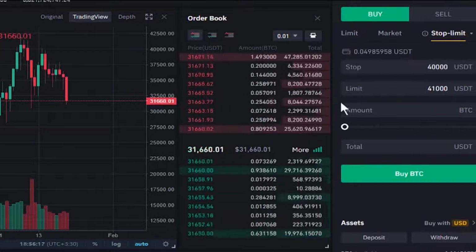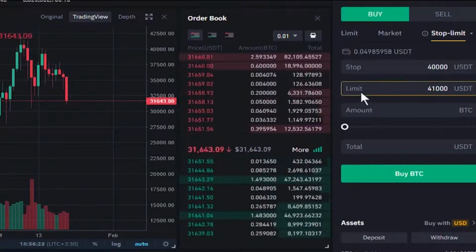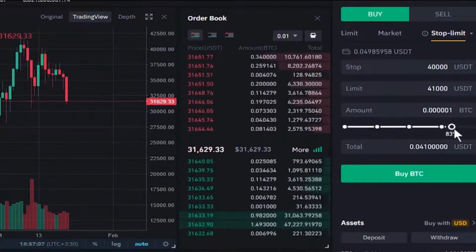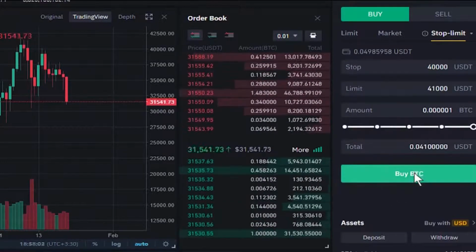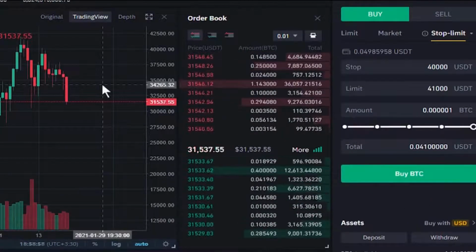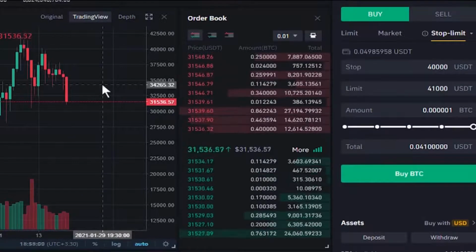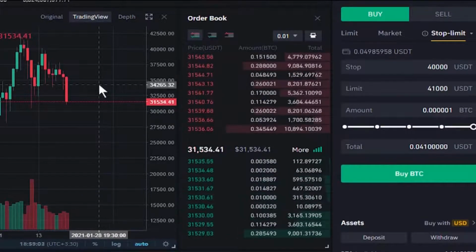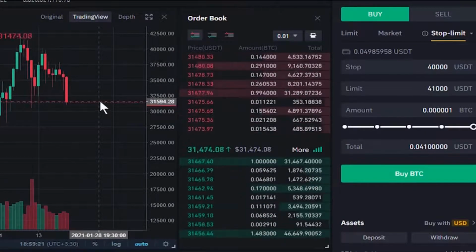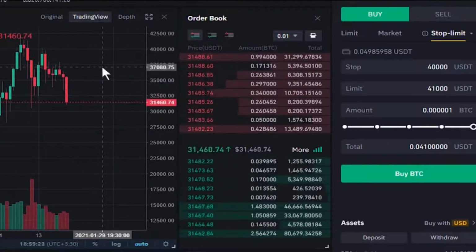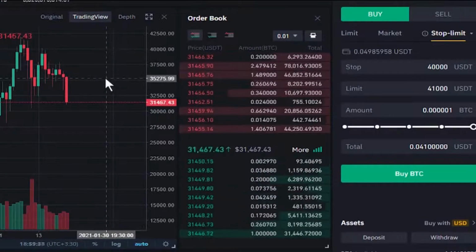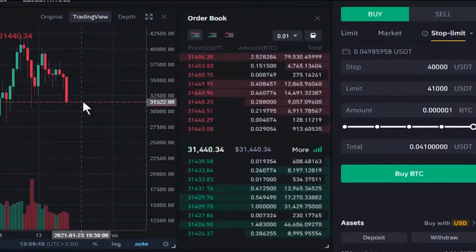Pay attention that in stop limit buy order, we set the limit price a little higher than the stop price. And we set the amount, for example, 100% of our available Tether, and we click on buy BTC, and the order will be placed on the order book. Pay attention that in this situation, you cannot place simply a limit buy order, because if you place a limit buy order at 40,000, for example, it will be executed instantly at the current price of the market, because it would be a better price than 40,000, right? The limit order will be executed at 40,000 or a better price. So it will be executed at the current price of the market.